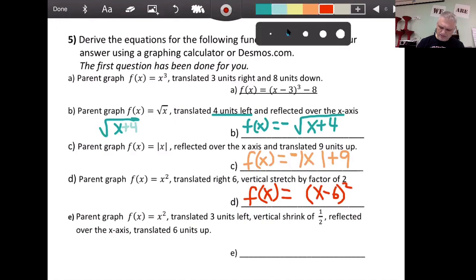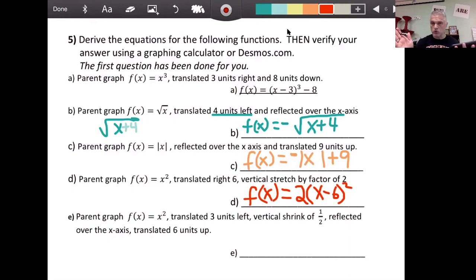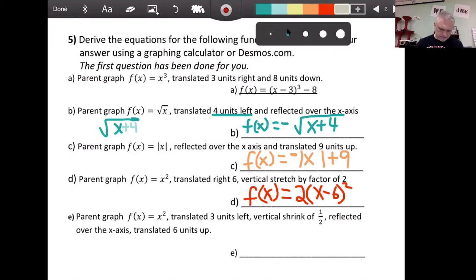So stretching it means you're going to have your a that's either larger than 1 or smaller than negative 1. Right? So a factor of 2 means there's a 2 over here. Okay, graph that on your calculator along with y equals x squared and see if it is wider. It should be twice as wide, and it should be moved 6 units to the right. Okay, now this last one, we start with x squared.